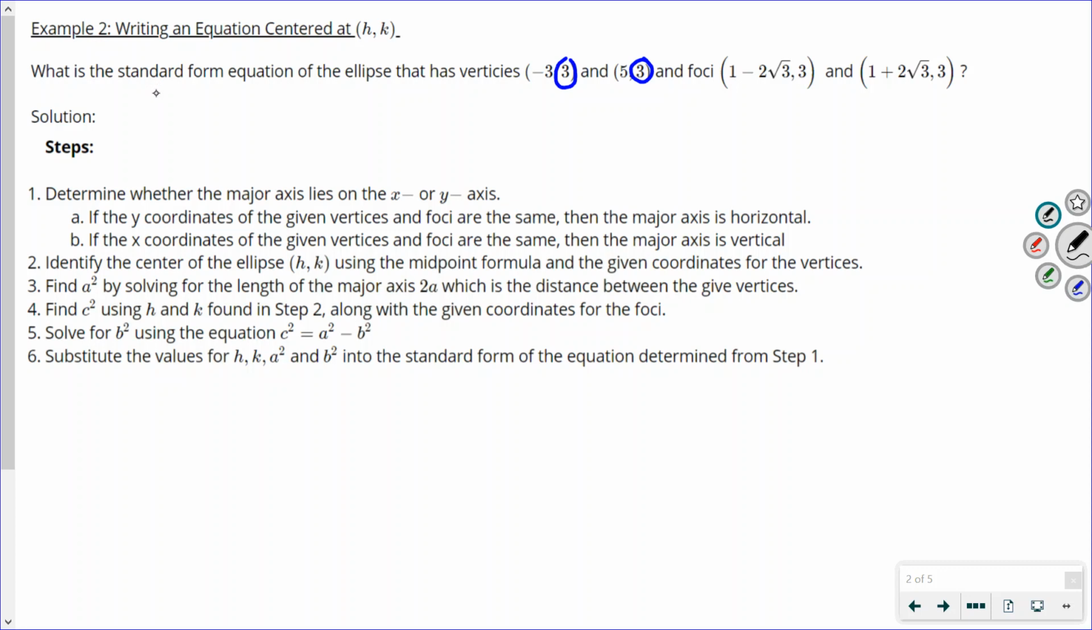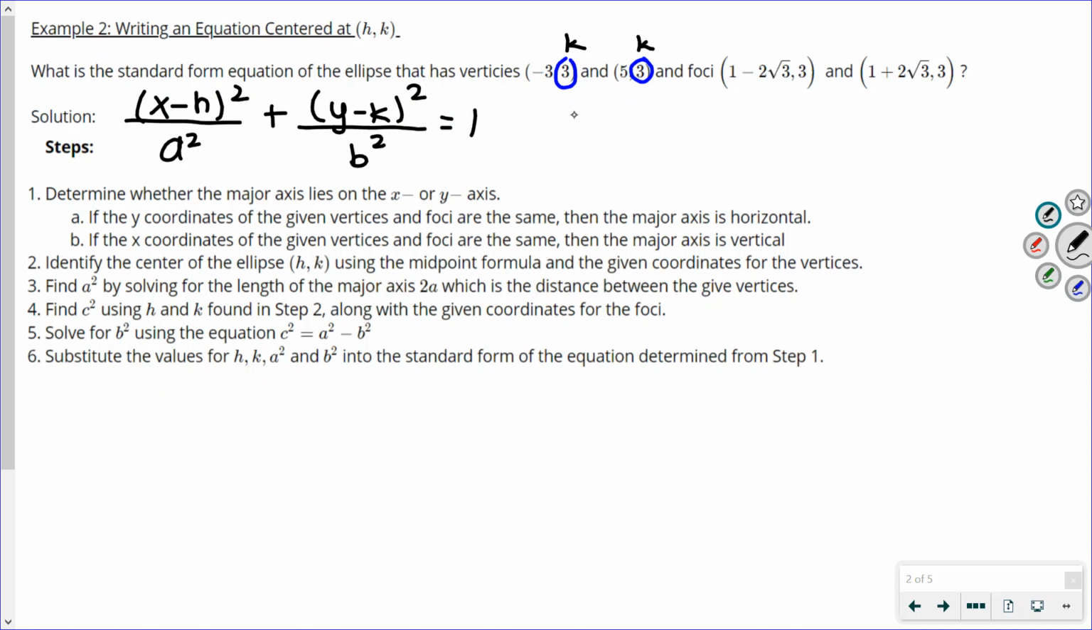So we're going to write the form for a horizontal, which is (x minus h) squared over a squared plus (y minus k) squared over b squared equals 1. Now that I know which form of equation I'm going to use, I need to find the center of this ellipse. Since the y remains unchanged, my k value is going to be 3. So the center of this ellipse has a k value of 3. We just need to figure out what h is.